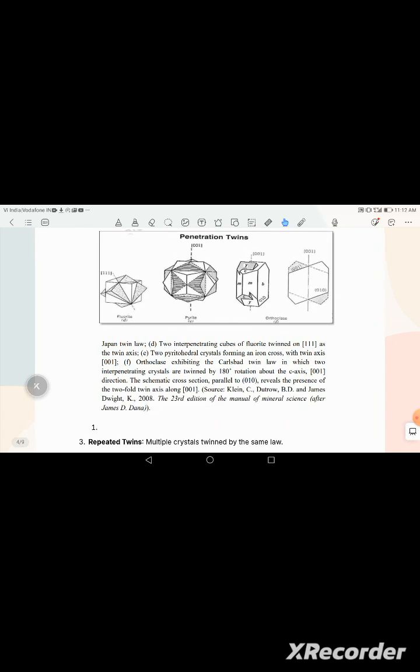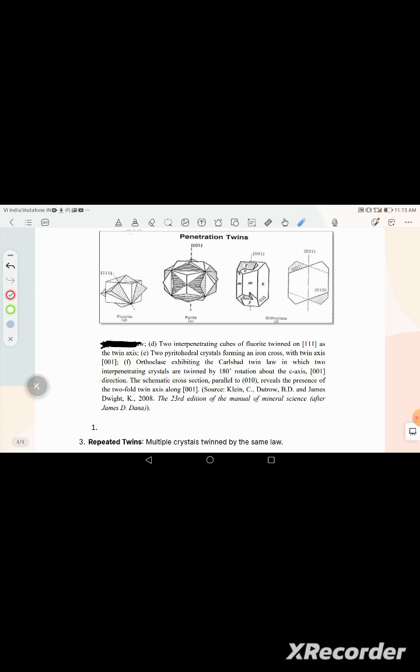First is the Japan law, which was the previous one. Then comes the interpenetrating cube of fluorite twin, that is 110 as twin axis. Then come two pyritohedral crystals forming an iron cross. This is the iron cross penetration twin with the twin axis, interpenetrating crystals at 180 degrees.